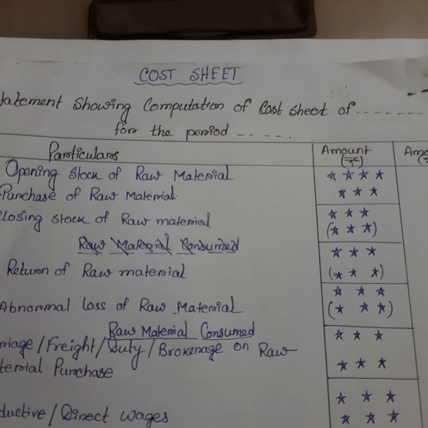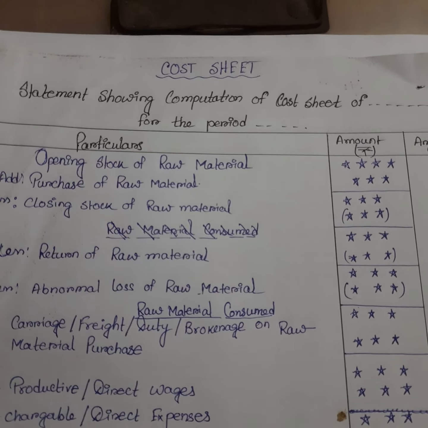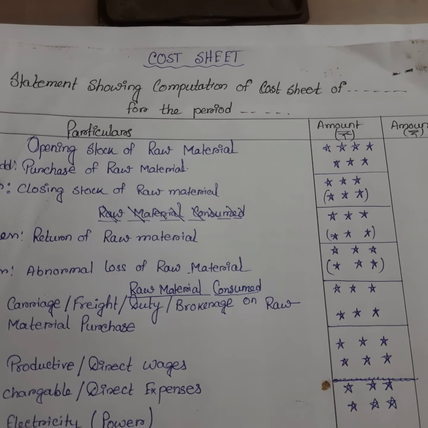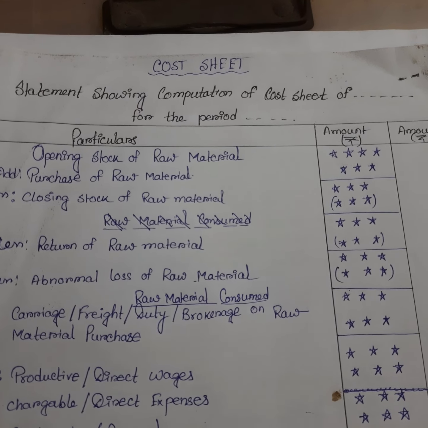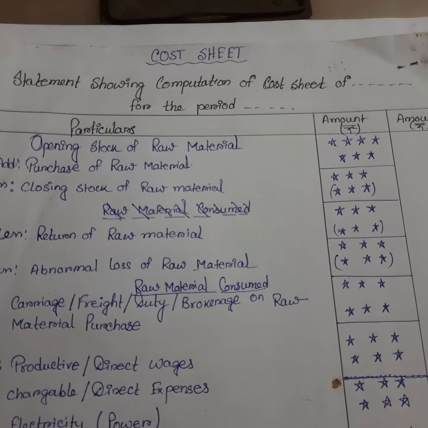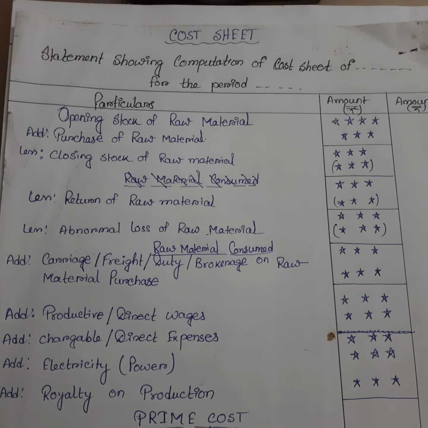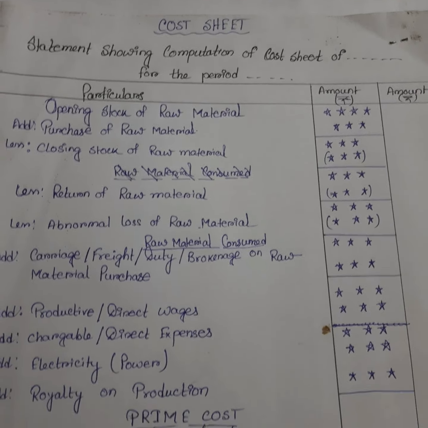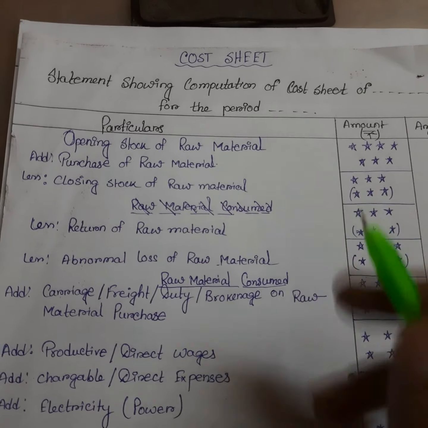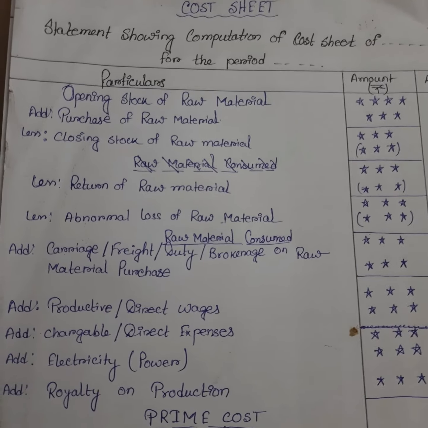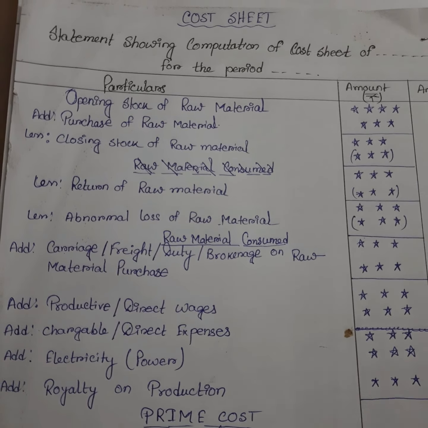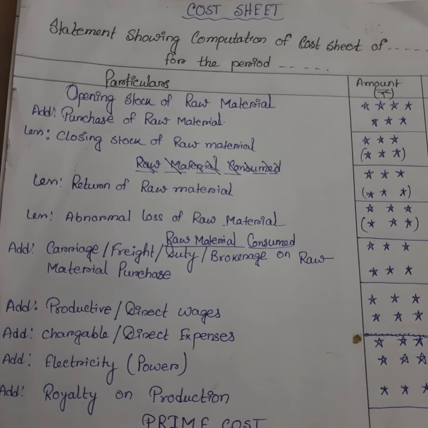At first we have to give the heading, that is, statement showing computation of cost sheet, and then the name of the company, for the period mentioned in the question. And at the very first there are 5 stages. The first stage is the prime cost stage, that is the stocks, direct expenses and direct labor.